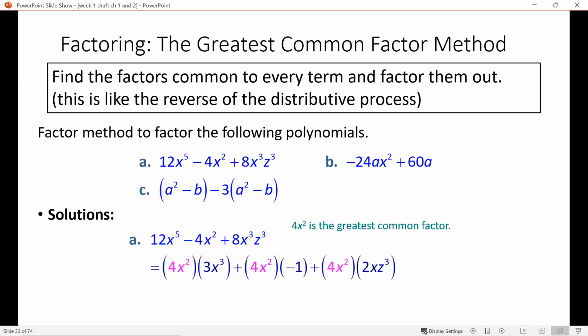So we break each of our terms up into the 4x squared part and the remaining part. And then we undistribute that 4x squared part and see what we are left with. Be very careful to notice that this term is 4x squared. So we need this remaining -1 to hold the place for that 4x squared. If I were to then multiply through and distribute this 4x squared, you want to make sure you're going to get back to your original thing. Factoring is not changing your polynomial, it's just reorganizing everything that's already there.